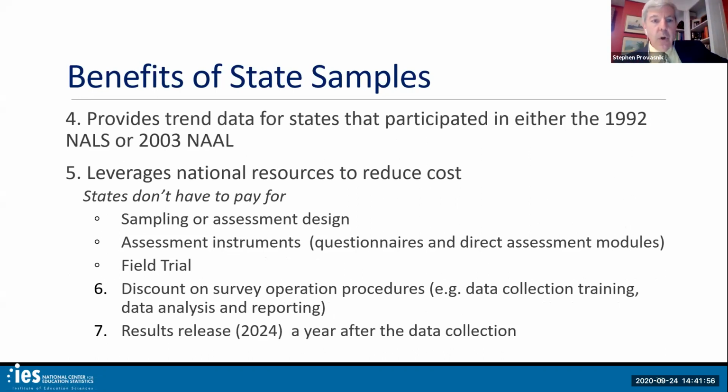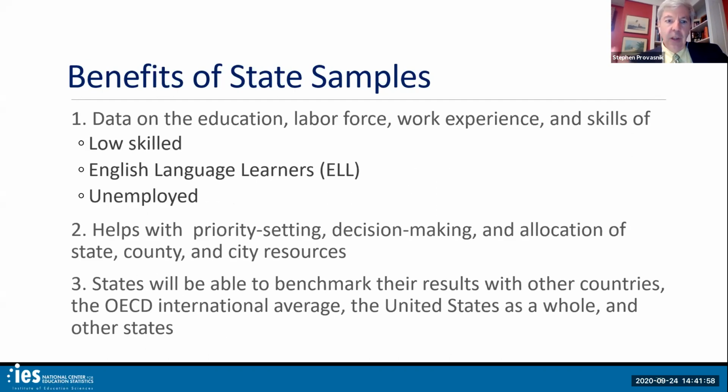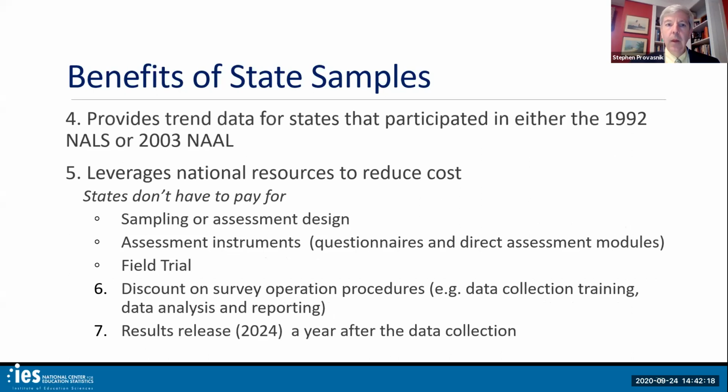We are able to provide data that states could have for helping set priorities, making decisions that have to do with allocating money between state, county, and city resources. In addition, with state data, states would be able to analyze their data, look at their scores, and benchmark those against OECD averages, the US as a whole, or any other state.